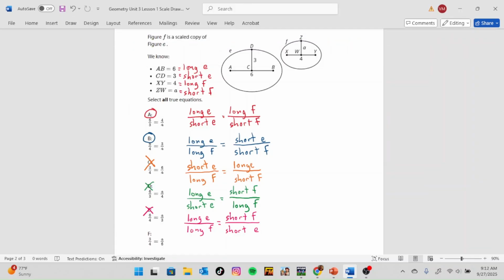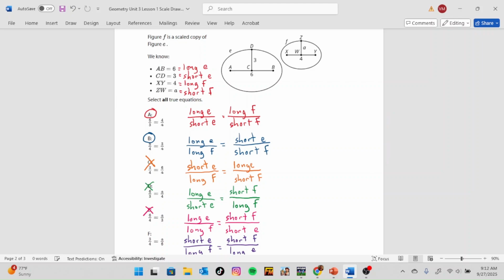And then the last one on this problem, on the left, we have 3 over 4. So we see that on the left side of C, that is comparing the short part of E over the long part of F. And on the right, we have the inverse of C, where we're now comparing the short part of F with the long part of E.